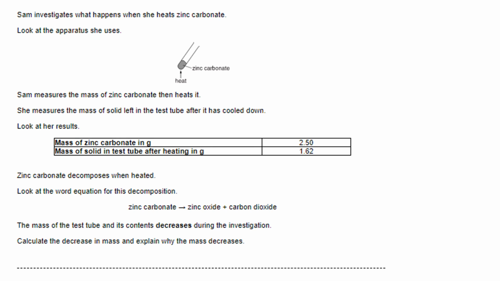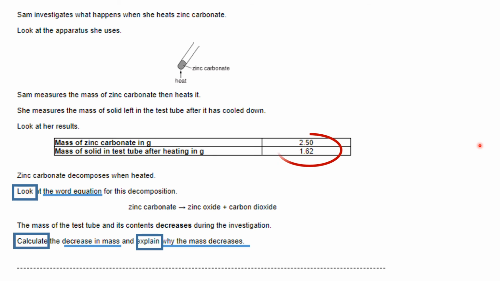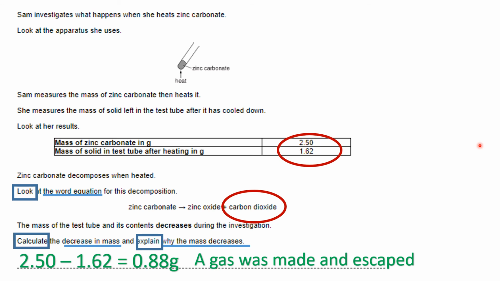Okay, so let's look at this question. It says, look at the word equation, calculate the decrease in mass and explain why the mass decreases. Okay, well, let's look at this here. We've got a decrease of 0.88 grams. And why is it decreasing? Well, if I look here, I have a gas, and that's why the mass decreased, the gas was made and it's escaped. Okay, nice and easy.